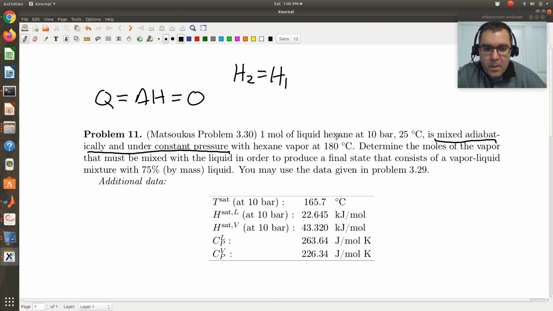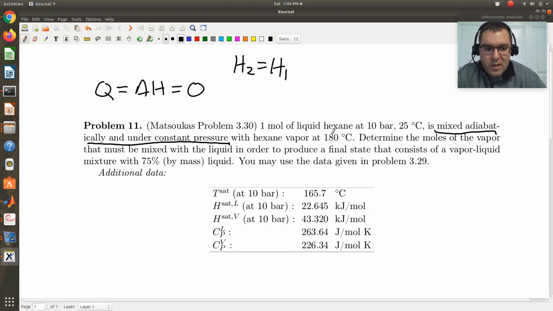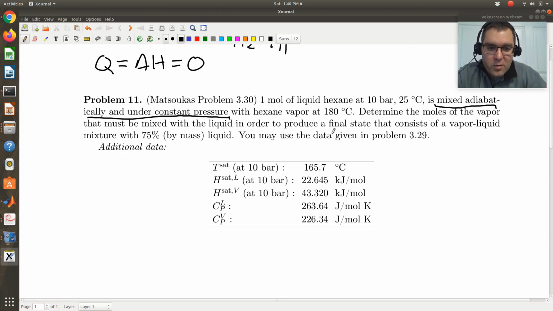Okay. So determine the moles of the vapor that must be mixed with the liquid in order to produce a final state that consists of a vapor-liquid mixture with 75% by mass liquid. You may use the data given in problem 3.29. So I reproduce the data here, and essentially what I'm going to do is work backwards. So one note here is we're given essentially the quality, right?